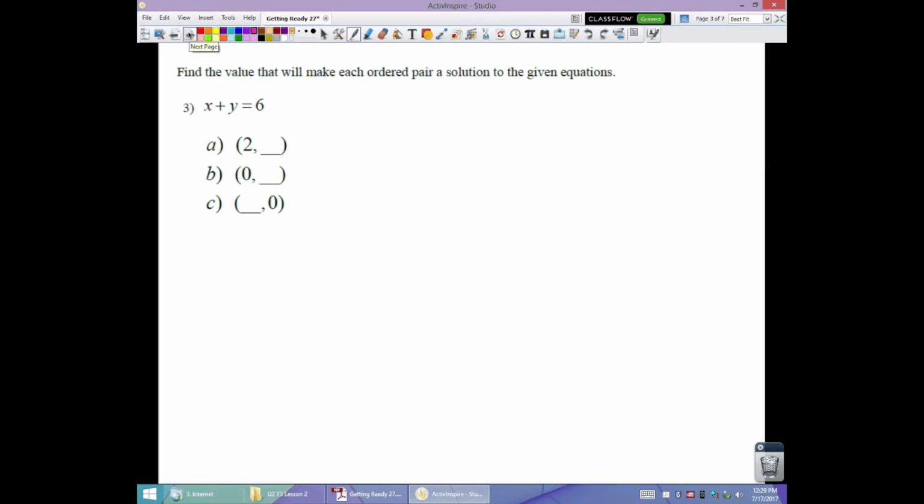Now the directions change a little with number 3, and now they give us half of a solution point. Again, there are infinitely many solutions. We're given half of a point and asked to find the other half. So in part A, we're given the x, we're asked to find the y. So for part A, we substitute, again, we're using x plus y equals 6. We substitute 2 for x. We don't have the y yet. We'll solve for that, and it's supposed to equal 6. So to solve that equation, subtract 2 on both sides, y is equal to 4.